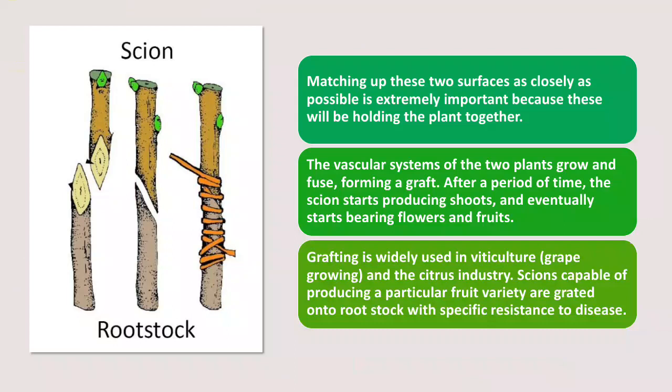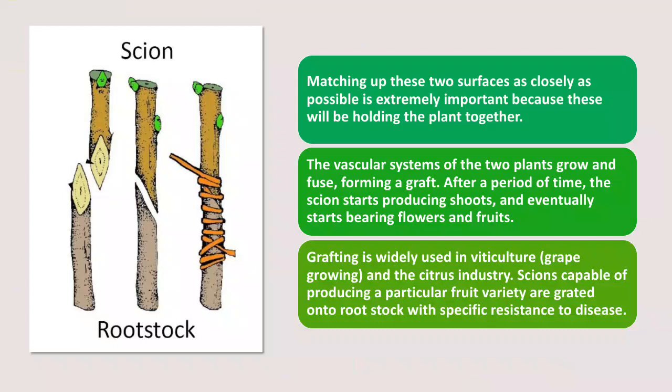Matching up these two surfaces as closely as possible is extremely important because these will be holding the plant together. The vascular systems of the two plants grow and fuse, forming a graft. After a period of time, the scion starts producing shoots and eventually starts bearing flowers and fruits.